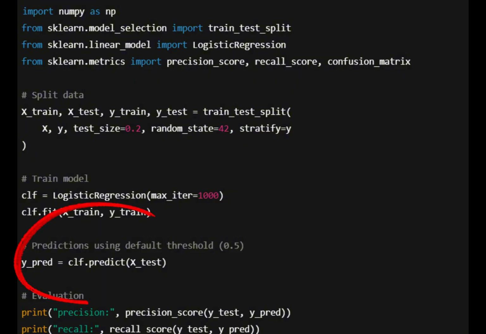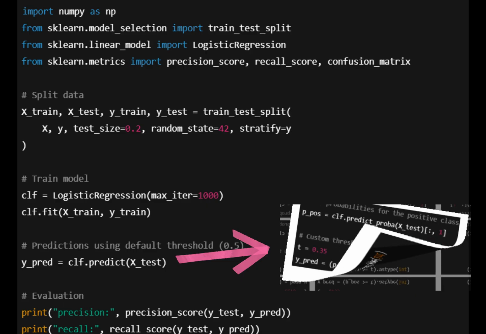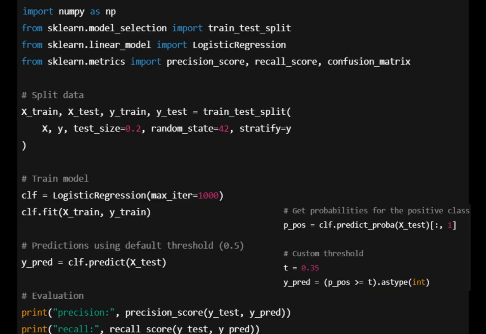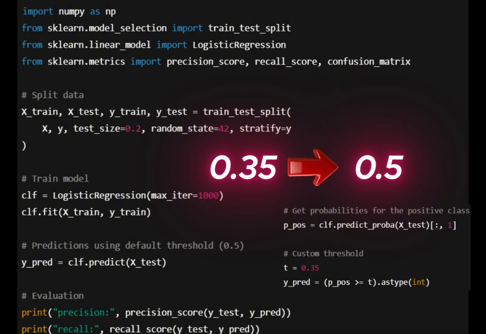In Python, when we use the predict method, the model applies a fixed decision threshold of 0.5 by default. What does this mean? For probabilistic classifiers such as logistic regression, the model first computes a probability for the positive class. If the predicted probability is greater than or equal to 0.5, the sample is classified as positive. If it is less than 0.5, the sample is classified as negative. This behavior is hard-coded inside the predict function. If we want to change the threshold, we should replace the predict function with the function shown in the figures. By doing this, the threshold changes from 0.5 to 0.35.